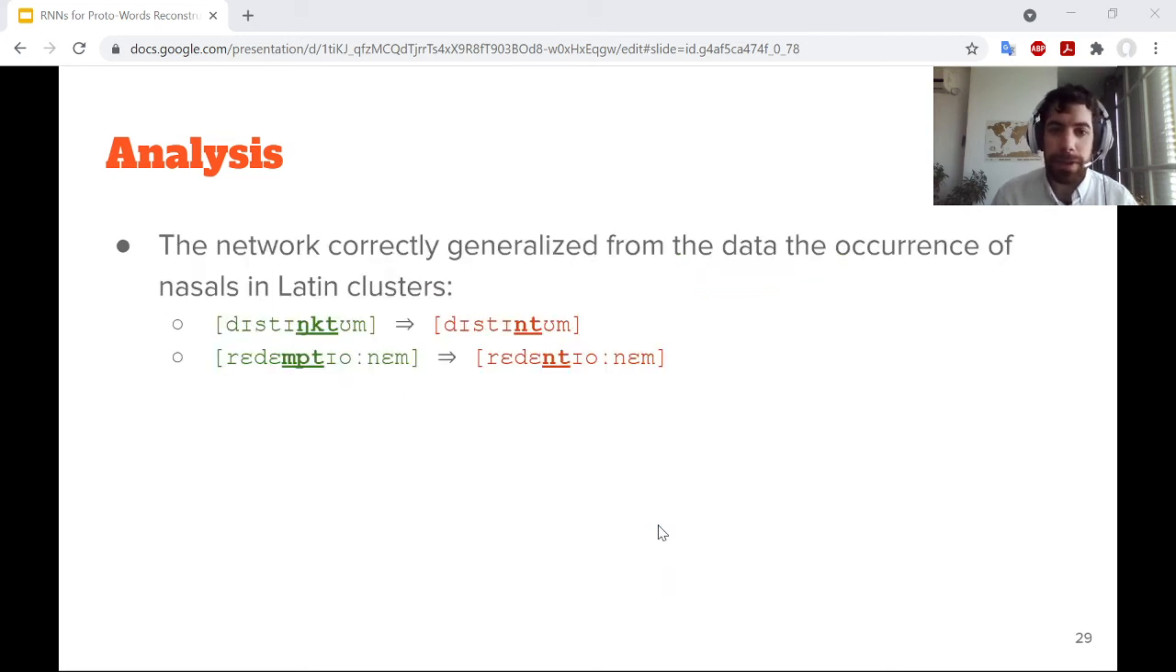The error analysis also revealed that the network was able to generalize some phonological patterns of Latin. Latin nasals tended to assimilate to the place of articulation of the adjacent consonant, deriving clusters such as nk, mp, and nt. When the model deleted, for example, the velar stop k in the word distinctum, the network reconstructs an alveolar nasal matching the following consonant, distinctum. Similarly, by deleting the bilabial plosive p in the word redemptionem, the nasal consonant changes to an alveolar one, redemptionem.